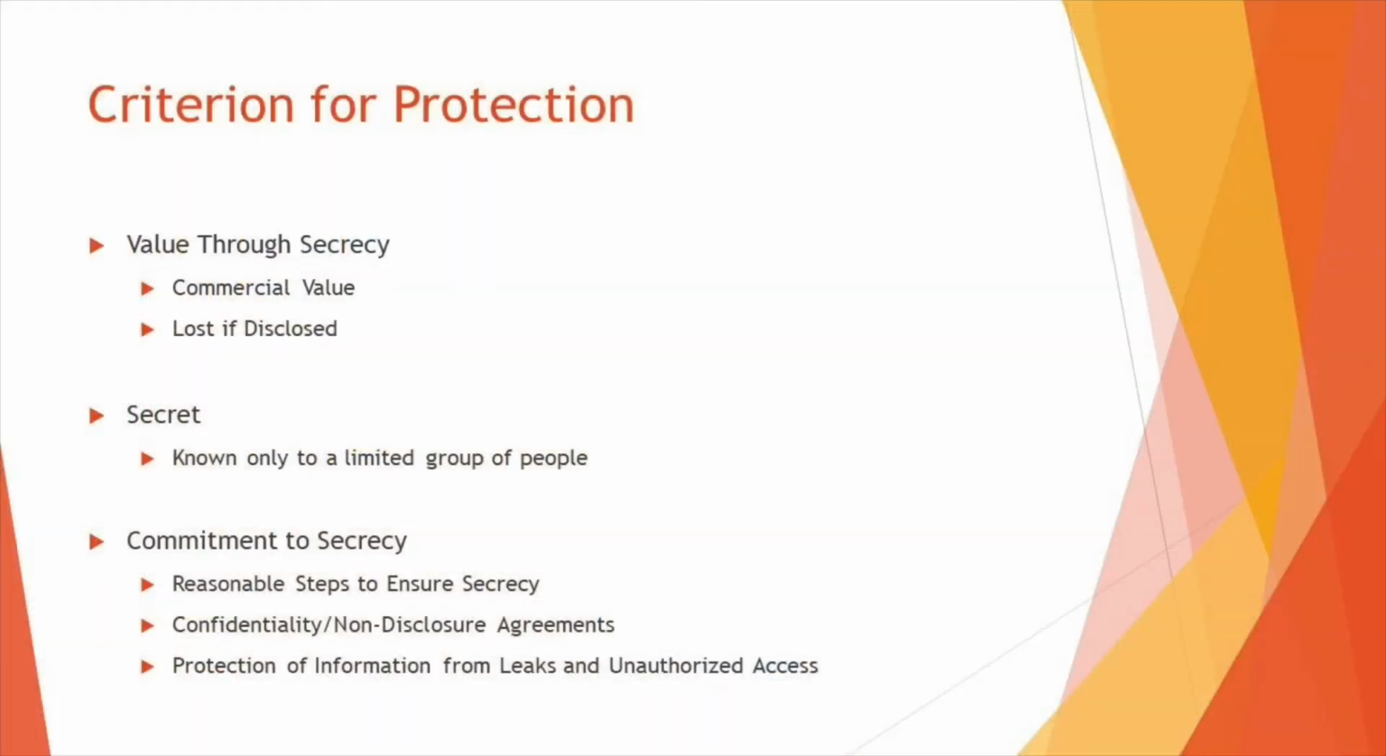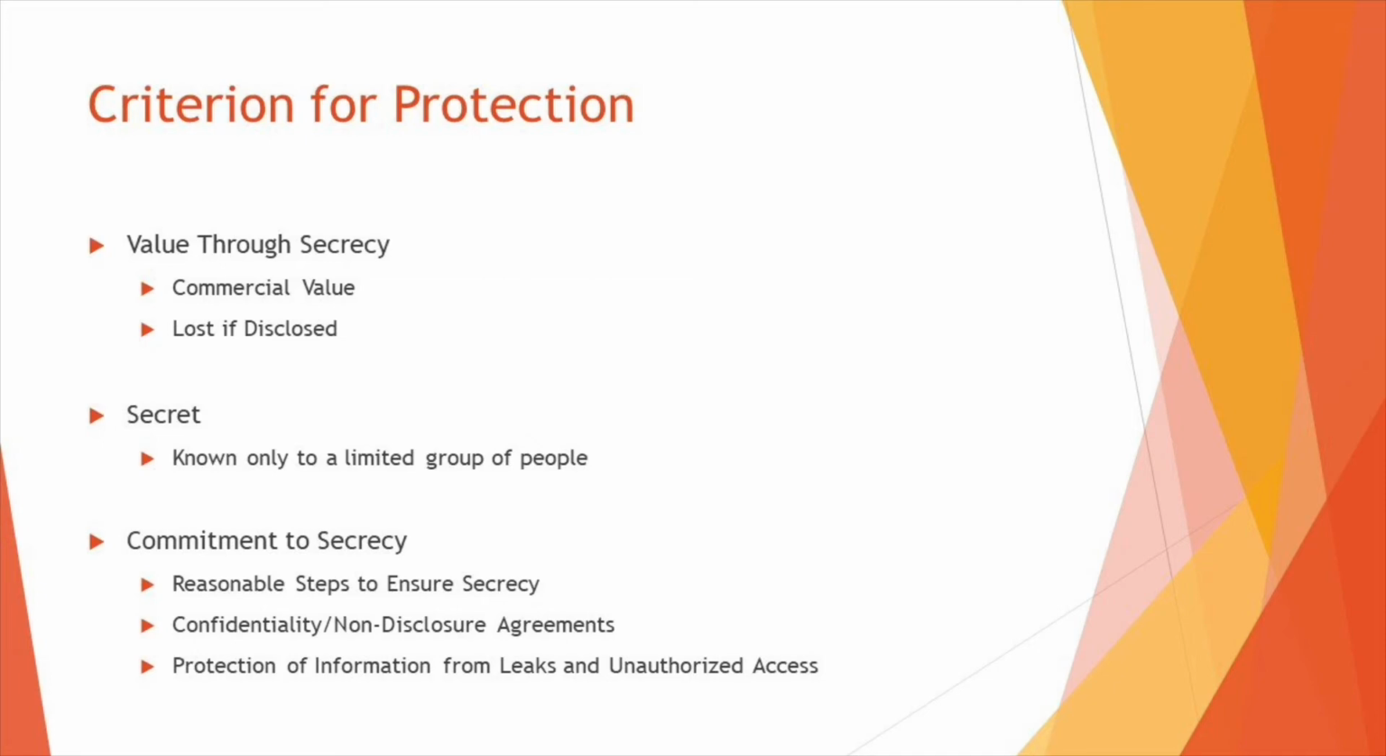Let's take a look at what these criteria are. So what turns a piece of information that can be a trade secret into a trade secret? By and large, there are 3 criteria. First, that the information has value through secrecy. Second, that the information is actually secret. And third, that the holder of the information has made a commitment to secrecy.